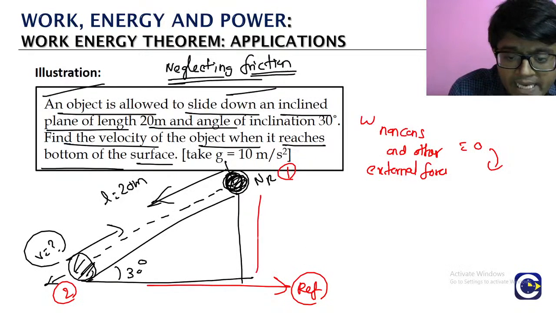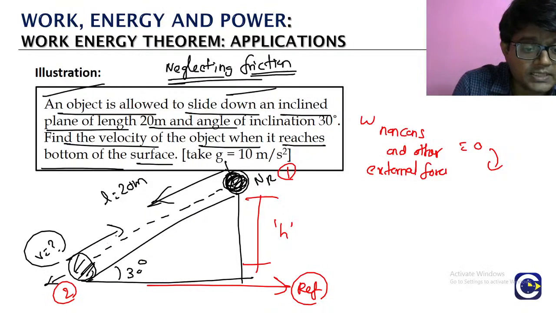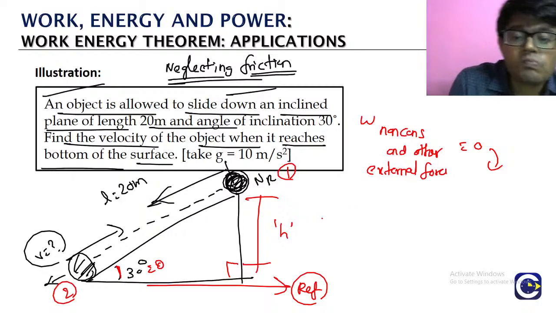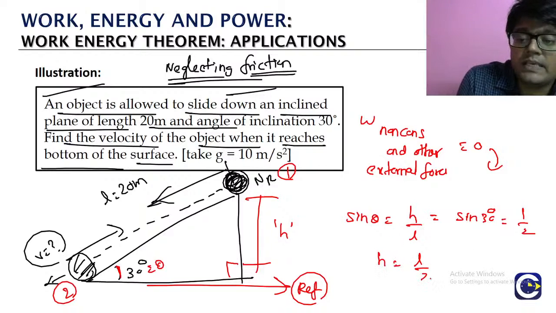Now look, what is the initial height? We need the vertical height. So in the right angle triangle, what is the hypotenuse value? 20 meter. The angle is 30 degrees. So what is the value of sin theta? It is h by l. What is the value of sin 30? Half. So h is equal to l by 2. L is 20 meter, right? 20 meter by 2 means 10 meter. This is the value of h.